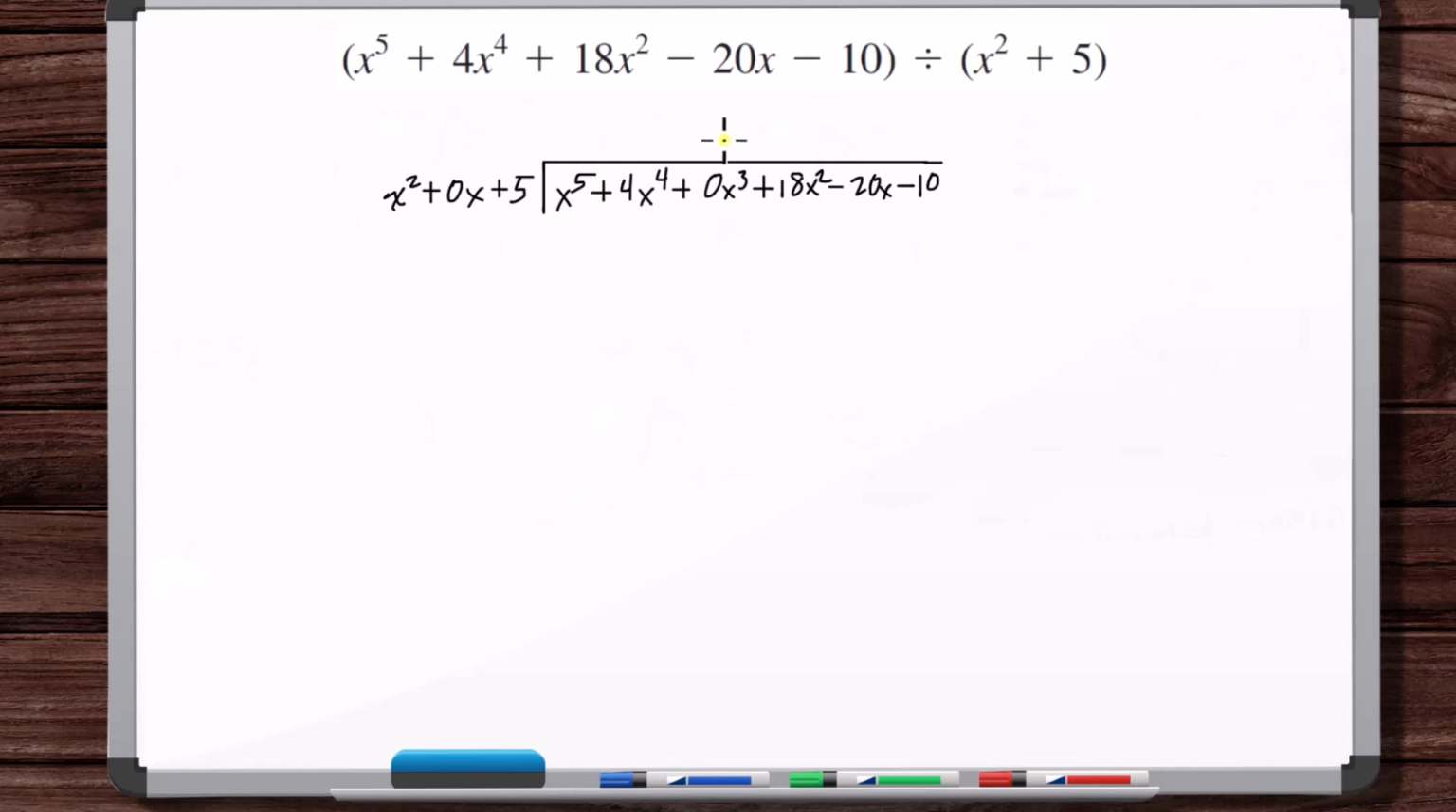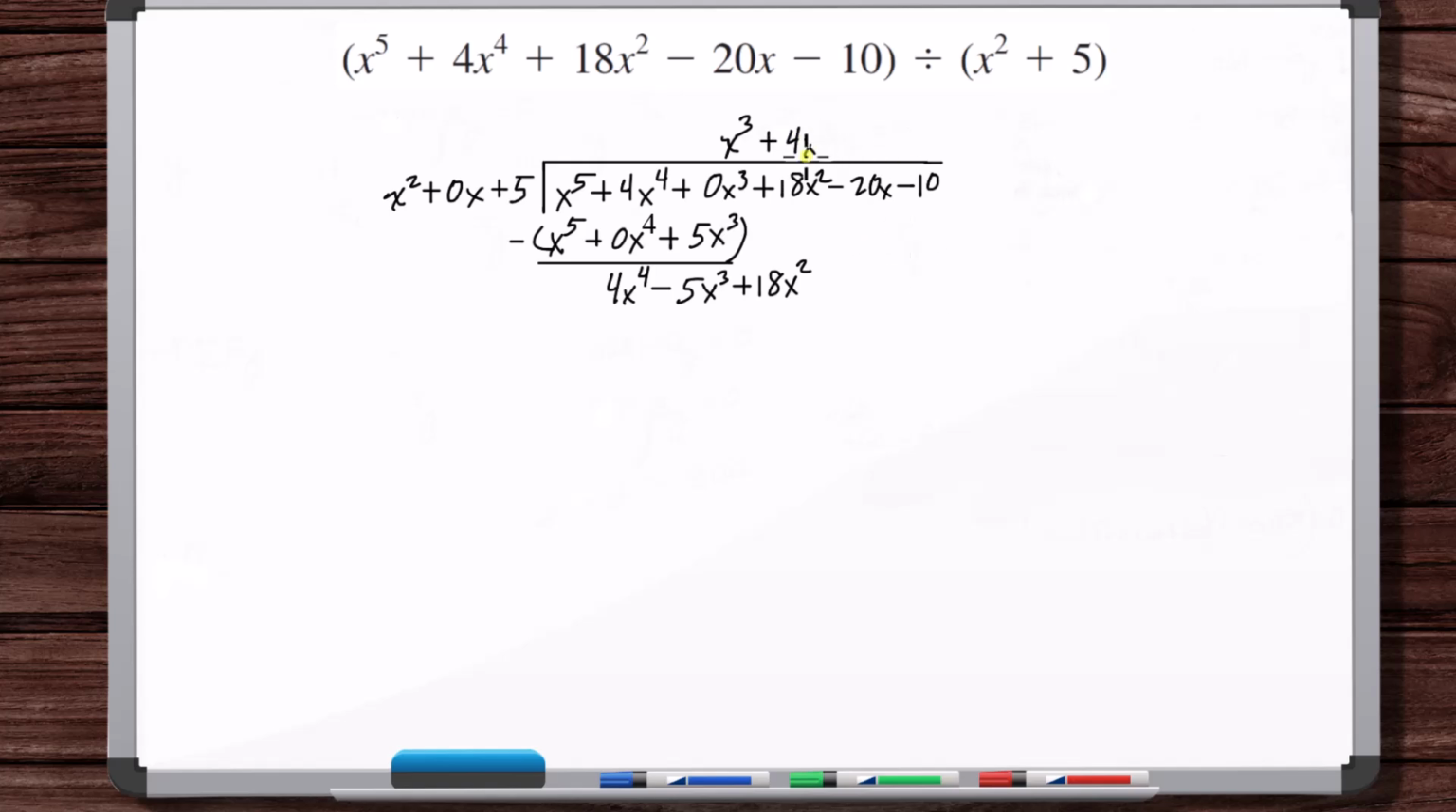X to the fifth divided by x squared is x cubed. Multiply these. You've got x to the fifth and then plus 0x plus 5x cubed. Subtract these two. 1 minus 1 is 0, so 4x to the fourth minus 0x to the fourth is 4x to the fourth. 0 minus 5, so minus 5x cubed. And then bring down the 18x squared.